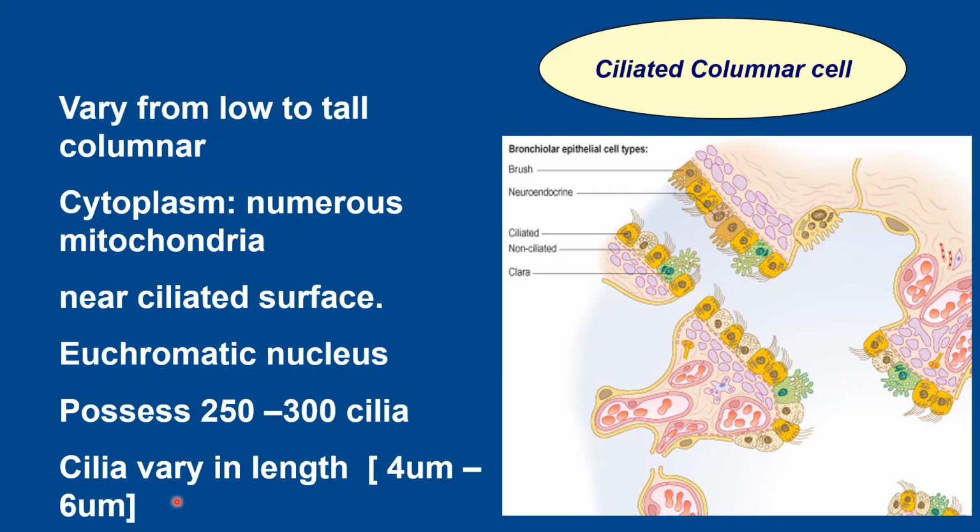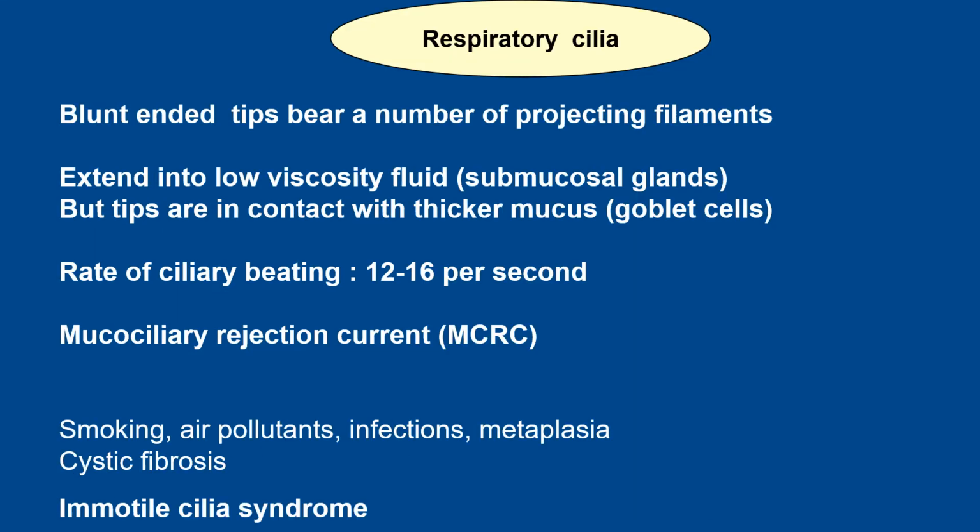What happens because of this movement? The mucus moves from the alveoli towards the oral cavity. The blunt-ended tips of the cilia bear a number of projecting filaments. They extend into low viscosity fluid from the submucosal glands, but the tips are in contact with the thicker mucus that is secreted by the goblet cells. The rate of ciliary beating is 12 to 16 per second, and it is also called the mucociliary rejection current, MCRC.